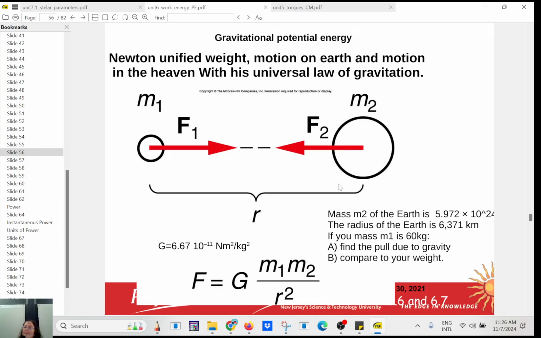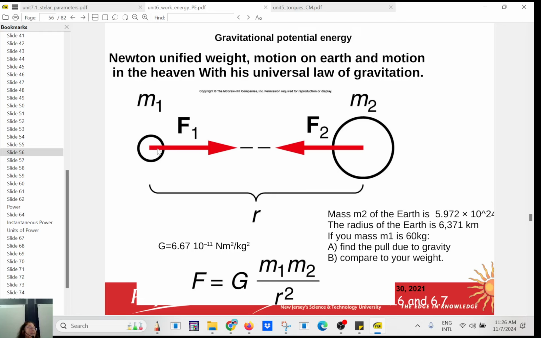Okay, the gravitational force. Let me try to trick you. You have mass M1 and mass M2, and they attract each other. Do you think that force F1 will be larger than force F2 because M2 is larger than M1? No, because of Newton.